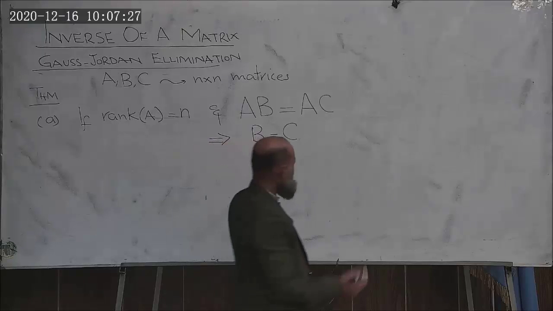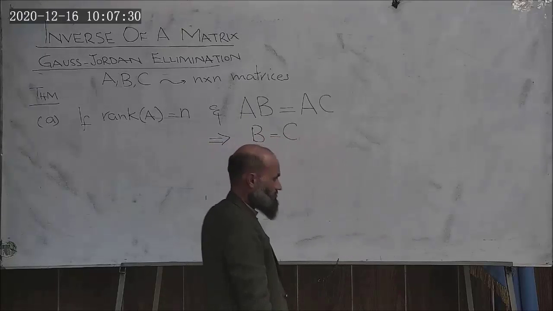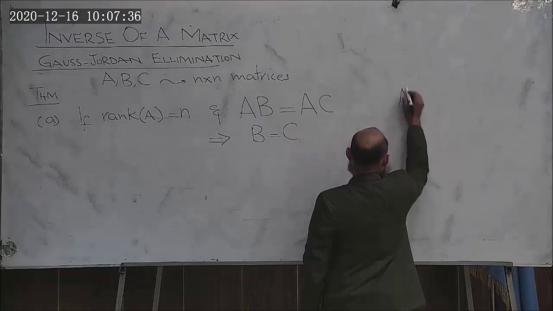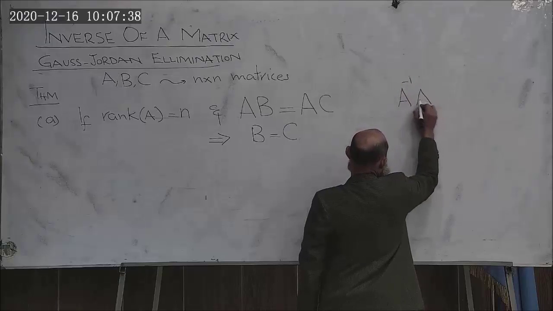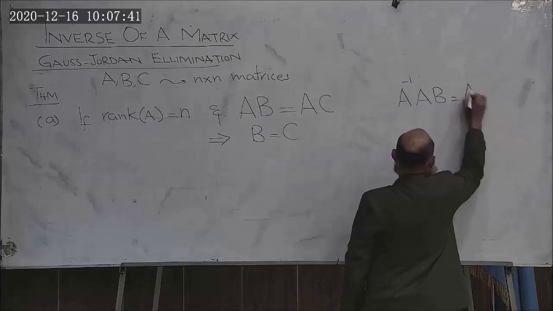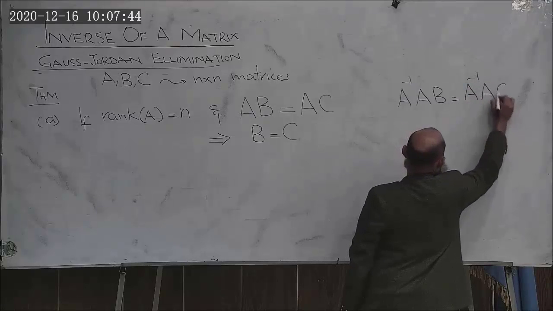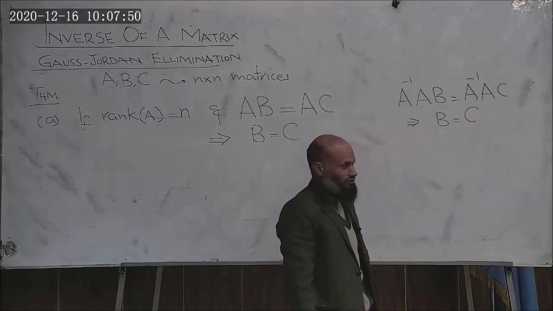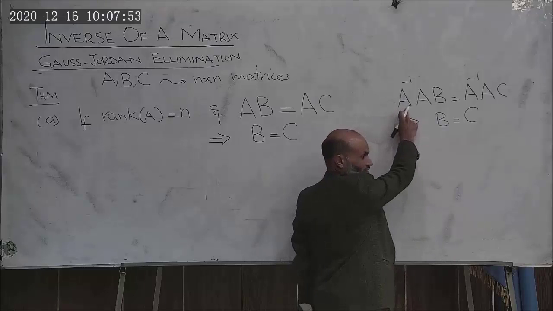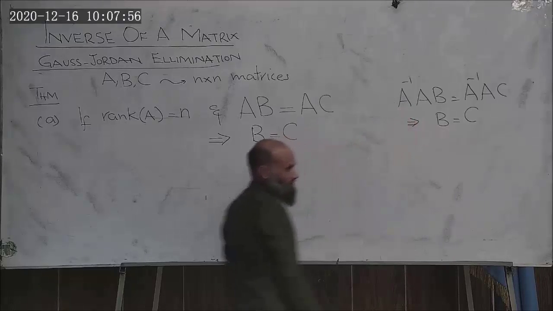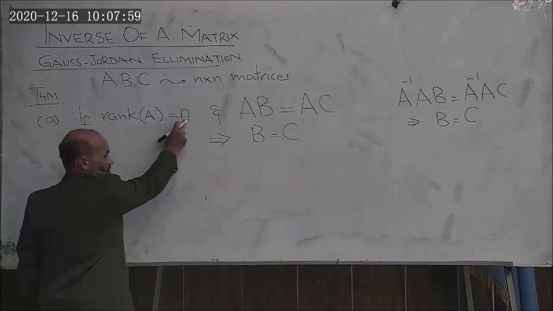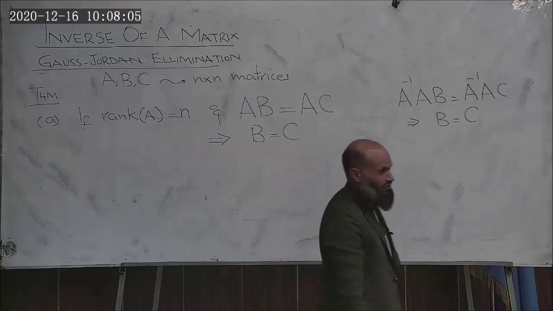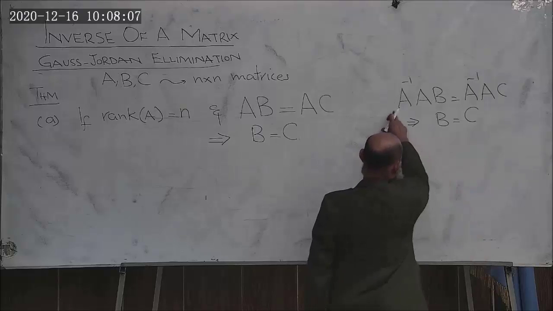So how to prove it? Please prove this statement. Pre-multiply it by A inverse. So we have on both sides of the equation A inverse B, A inverse into A C. So this implies that B is equal to C. This is only true when the inverse of A exists. So the inverse of A will exist if rank of A is equal to n. We have learned it. So if rank of A is not equal to n, then you cannot give this statement.